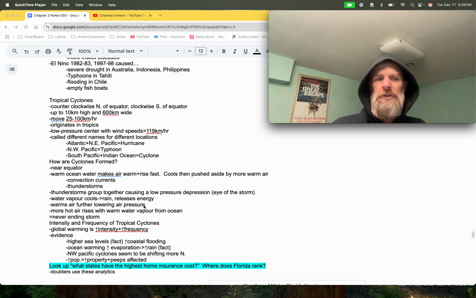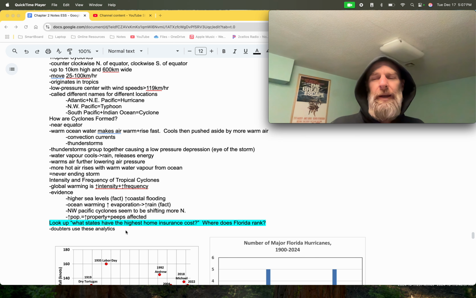Intensity and frequency of the tropical storms. Global warming is increasing intensity plus the frequency. All right, now look, there is evidence for this and there are doubters. So I do want to show both sides of the argument because we are IB and you can make up your own mind. Here's some evidence for you that these cyclones, hurricanes, typhoons are having more damage and more of an impact.